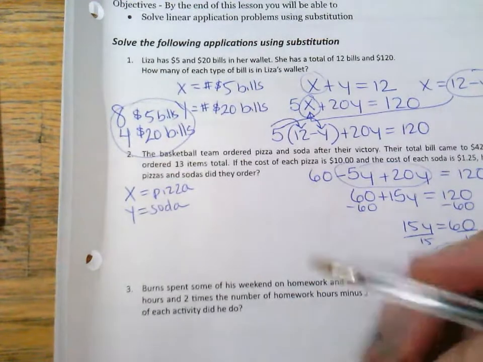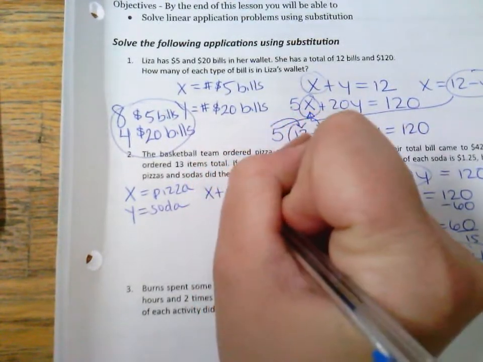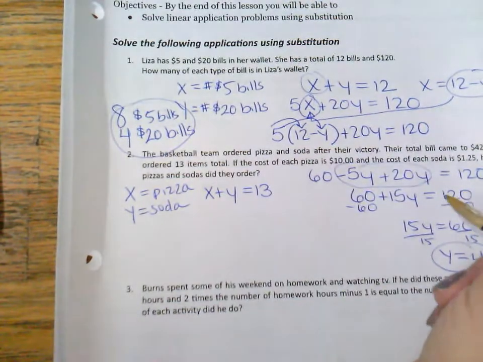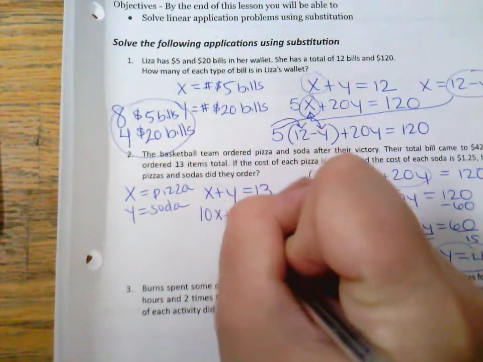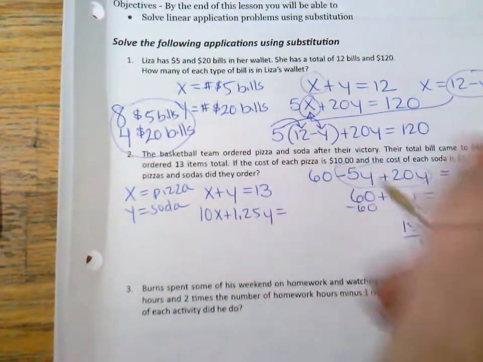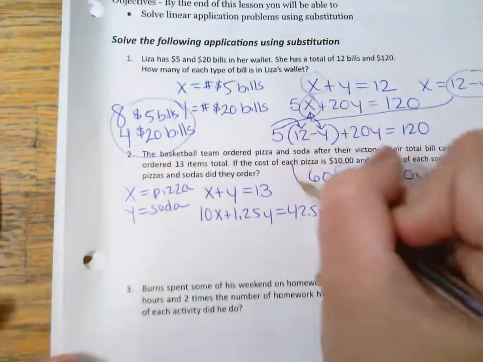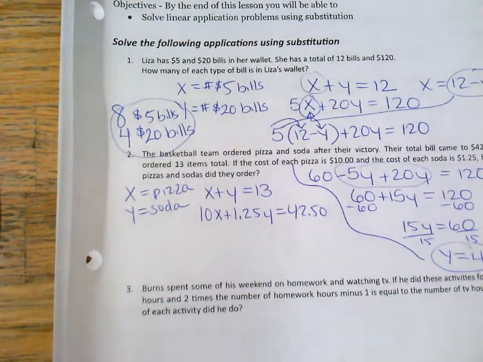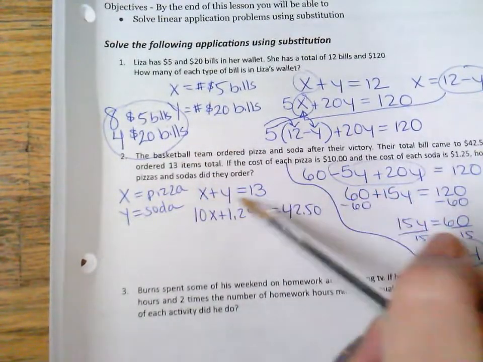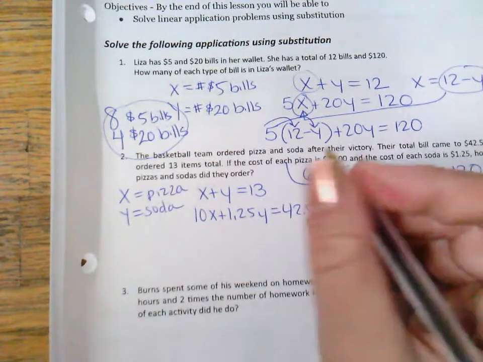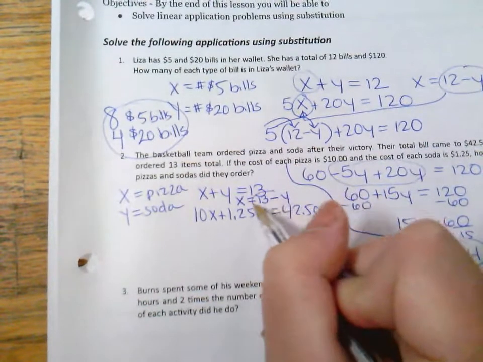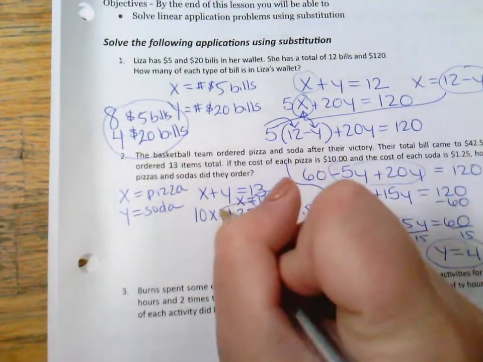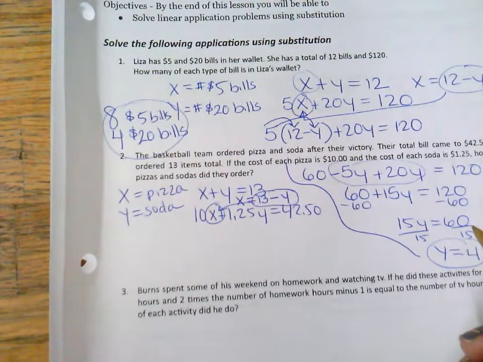So it's a very similar setup to the one up here. We know that we have a total of 13 items, so x plus y equals 13. And we know that pizza costs $10, soda costs $1.25, and they spent a total of $42.50. Solve for x or y in the top equation. So x would have to equal 13 minus y. That 13 minus y is going to get substituted in for x in the second equation.